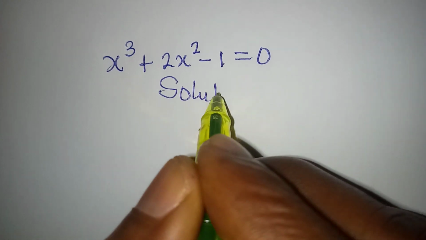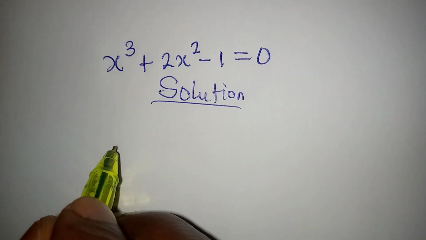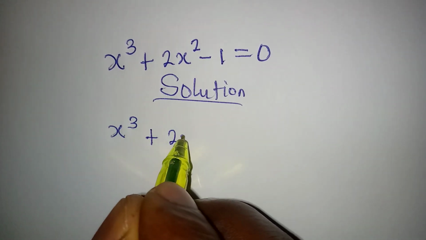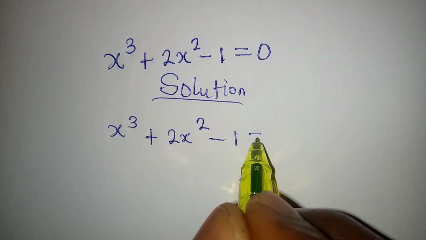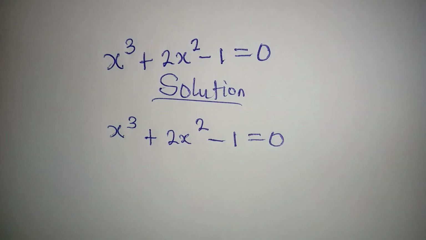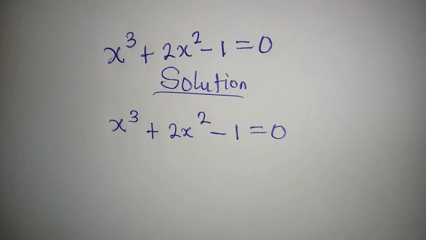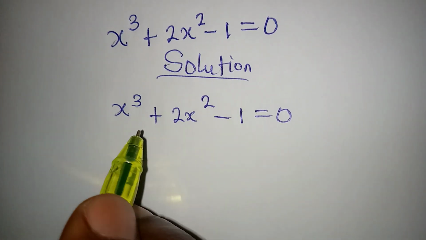Let's provide the solution to this problem very quickly. x to the power of 3 plus 2x to the power of 2 minus 1 equal to 0. And we are to solve this problem completely, meaning that we should provide the 3 solutions.